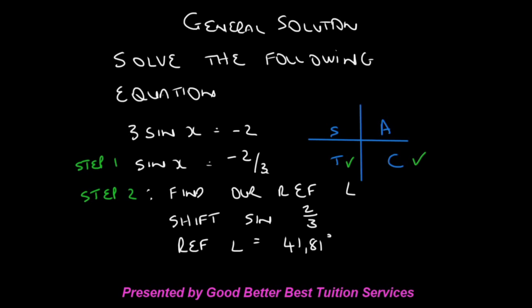So what you need to do is look at the negative and say, where is sine negative in your CAST diagram? Sine is positive in the first and the second quadrant, but it is negative in our third and our fourth quadrant. So just keep that at the back of your mind.